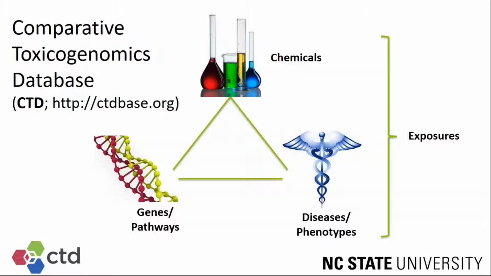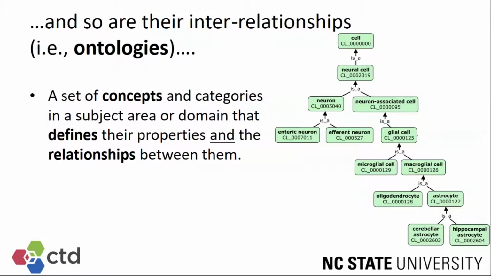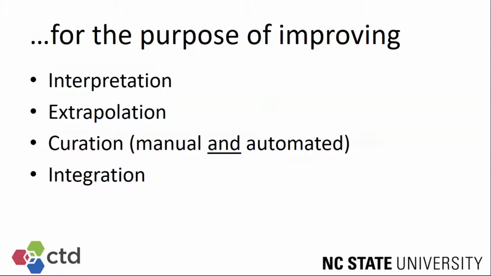Everybody that was talking before me laid the foundation, so I'm not going to spend time justifying why we need standards and ontologies. But basically, we use those at CTD in the same way that everybody else does: to help with interpretation of what is otherwise disparate data in the public domain, and to help with extrapolation across different kinds of systems, whether it's in vitro, animal model data, or human data.